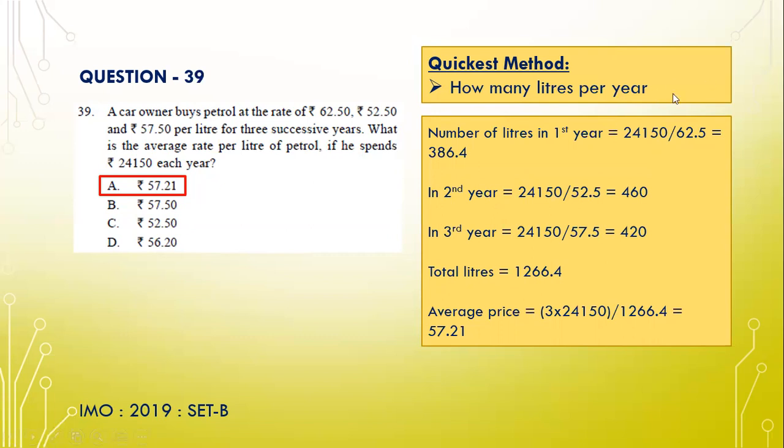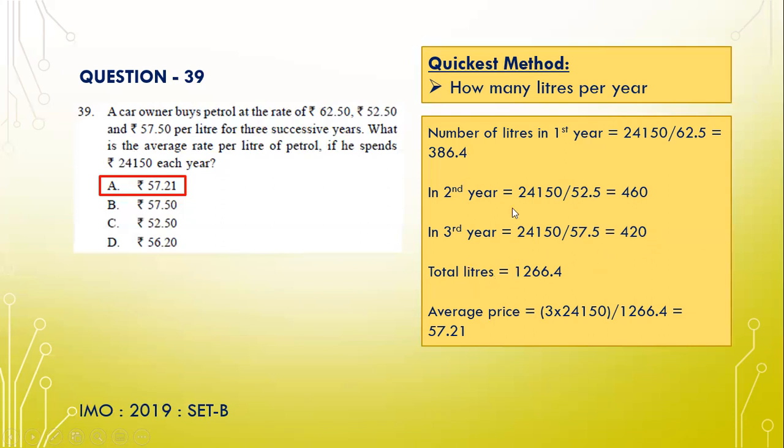So number of liters in first year. So he spent 24150 each year at the rate of 62.5 per liter. So how many liters did he buy in the first year? So 24150 divided by 62.5, which is 386.4. In the second year, how many liters were bought? 24150 divided by the petrol rate 52.5, which is 460. In the third year, how many liters did he buy? 24150 divided by 57.5, which is 420 liters, isn't it?